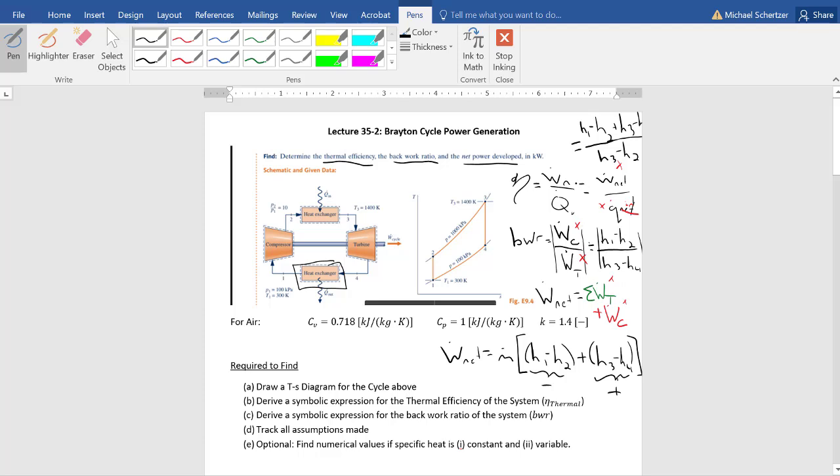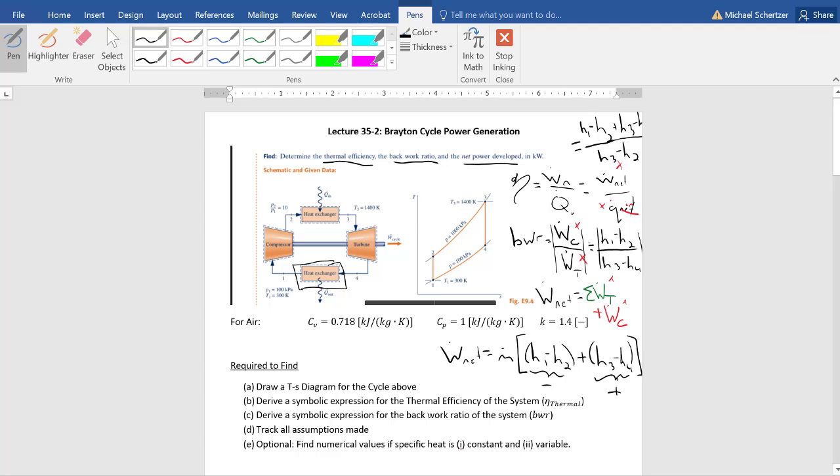So when I look at all these expressions, what I know is that I'm at the point where I like to be in thermodynamics. All of these things are a function of the specific enthalpies. So that's good, because that means all I have to do is fix the states. Fixing the states can be a pain. So here, let's see what information we have.